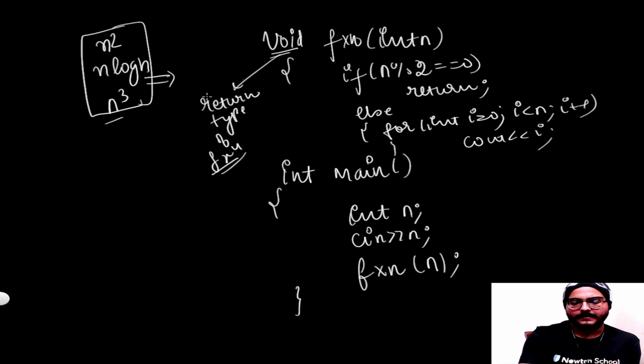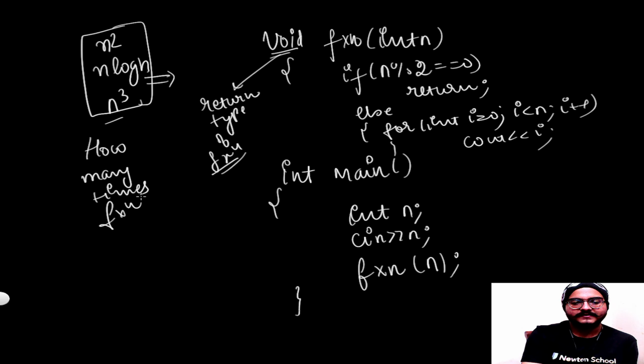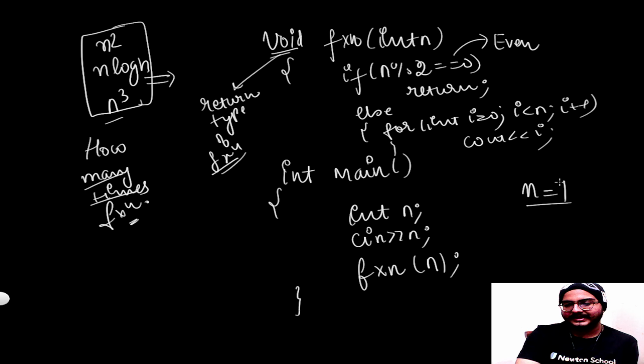Let's analyze how many times this function will run, because we have learned in the earlier videos that we calculate how many times. Let's say I pass n equals 1. n modulo 2 is not equal to 0, because that represents the even case. n is 1, which is not even, so the return will not work, and this loop will run. So 0 will be printed on the screen.